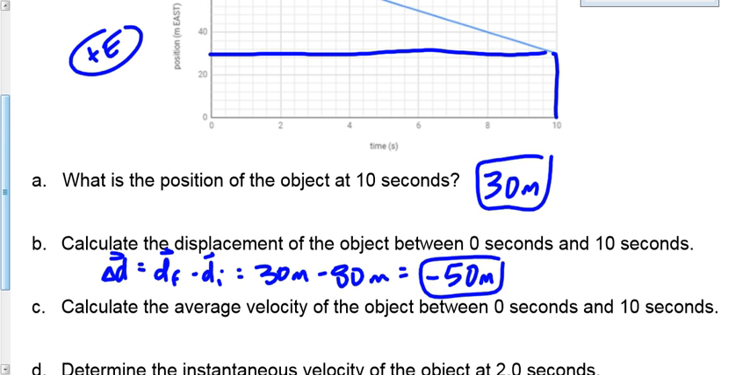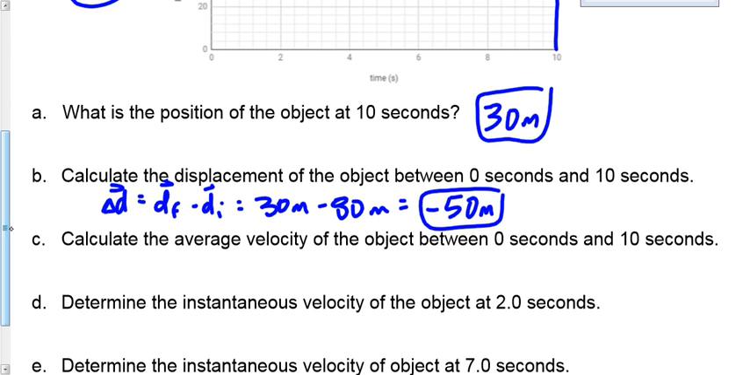The average velocity between 0 and 10 seconds. What's that? How do you find average velocity? We've done that now for days, just not in this context. Average velocity is always, yeah? Good, displacement over time. And the displacement, we just found, is negative 50 meters. Divided by my time of 10 seconds, that's going to give me negative 5.0 meters per second.